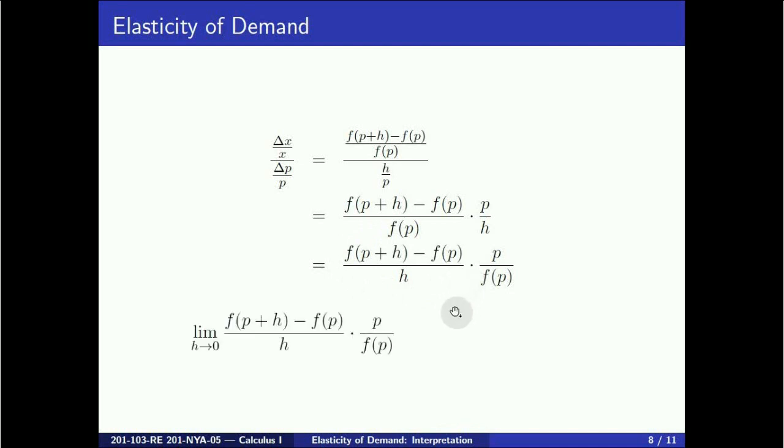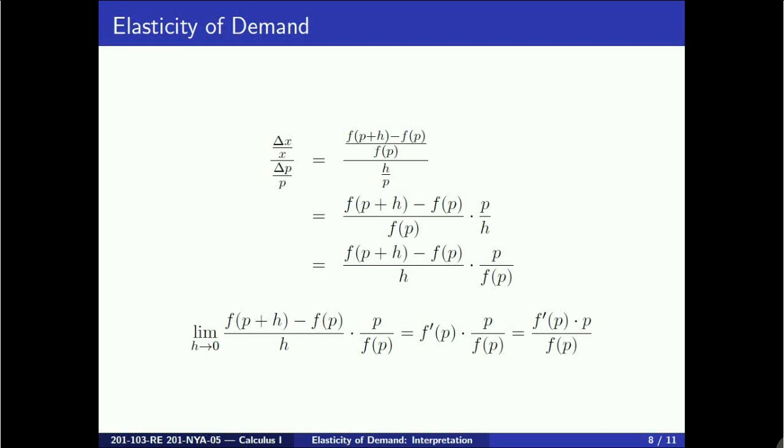Since we want to know what happens when P varies by a small quantity, we take the limit of this expression as H approaches 0. Therefore, the first factor becomes the derivative f prime of P, and the relative change in demand over the relative change in unit price is easily computed by the ratio f prime of P times P over f of P.